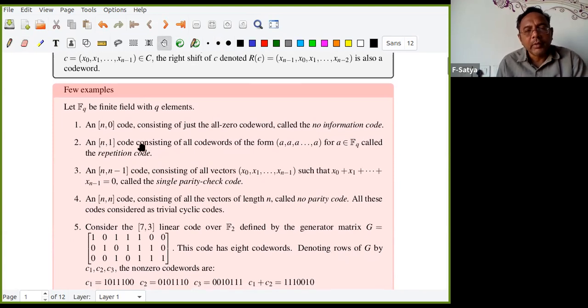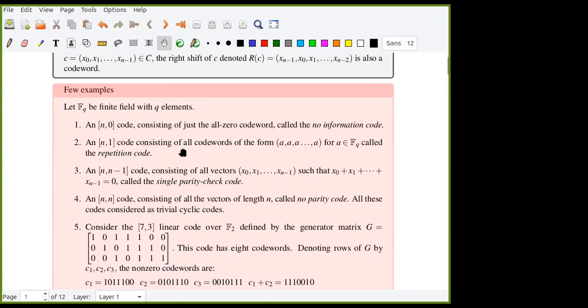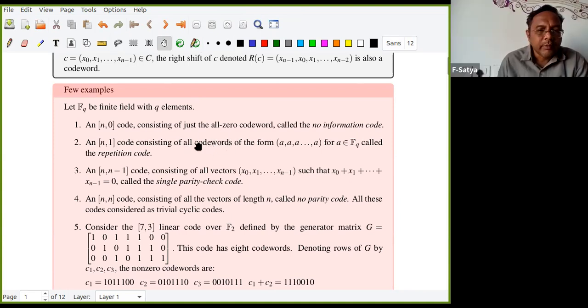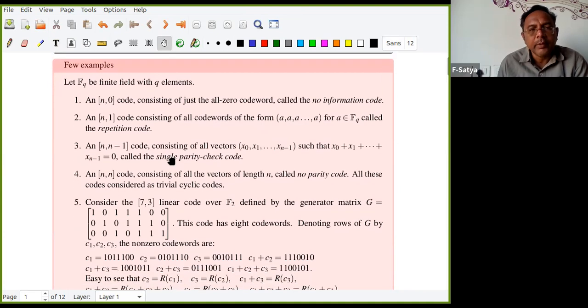Now the (n, 1) code. (n, 1) code means what? First of all, 1 means the dimension is 1, so it consists of all code words of the form (a, a, ..., a). You remember this. It is called the repetition code. Is it a cyclic code? Easy to see, right? Simply the same a's, so if you shift, it's not a problem. Again, it is a cyclic code.